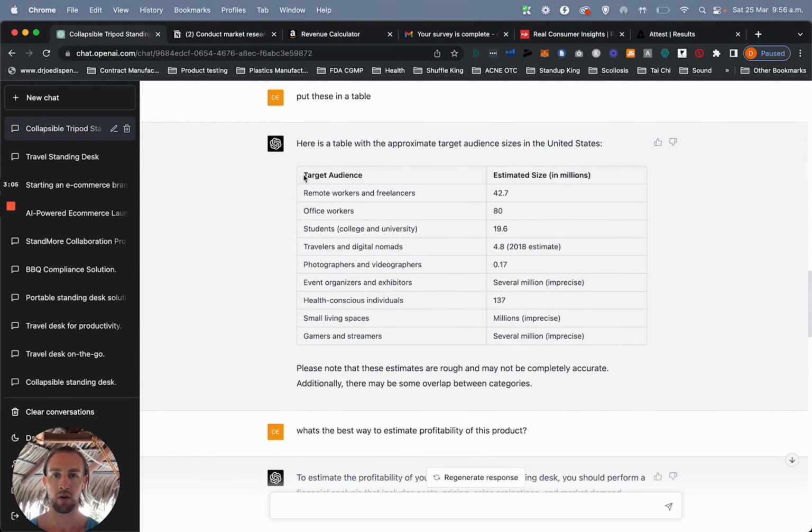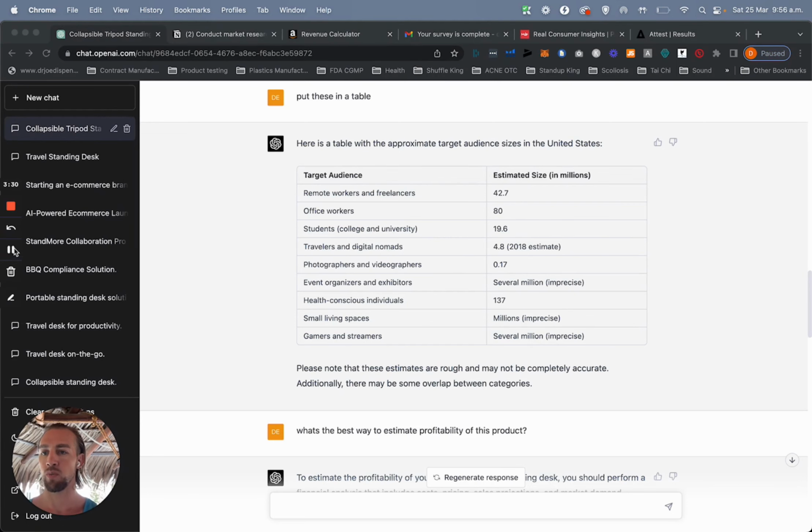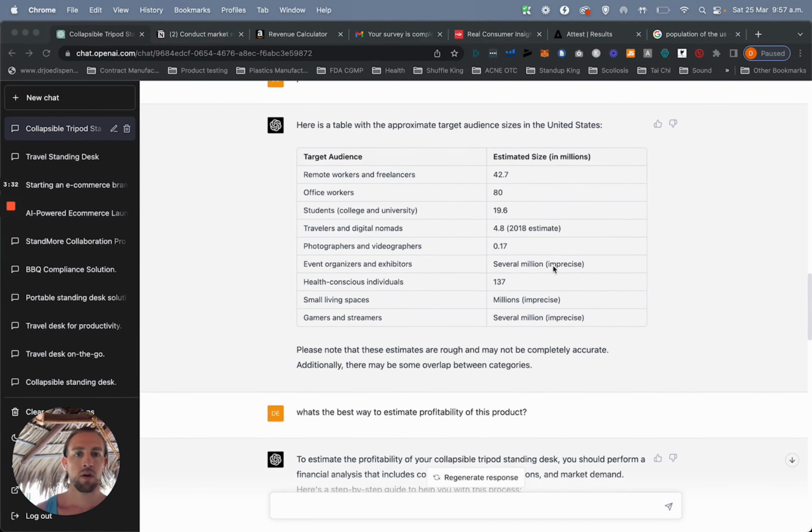Okay, boom, here we go. It put it in a really easy to read table with the sizes of these audiences. So this is pretty interesting stuff here. Remote workers and freelancers, 42 million, office workers, 80 million. Just to get some context, I looked it up. The population of the US is around 330 million. So that gives you an idea here. Yeah, so office workers, 80 million, students, 20 million, travelers and digital nomads, 4.8 million.